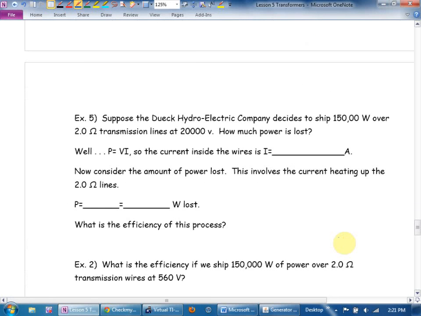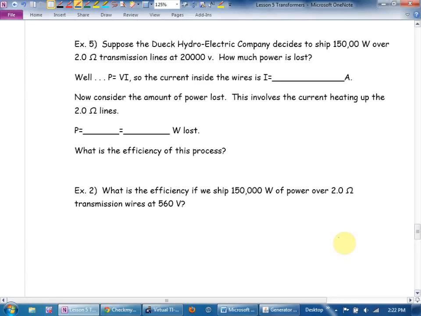Suppose the Hydroelectric Power Company decides to ship 150,000 watts of power that we've generated over the past while. We're storing it in big capacitors or batteries. We're ready to ship it. We want to ship it over wires that have a 2-ohm resistance. We're going to ship it at 20,000 volts. How much power is lost? Well, power is VI. So the current that it has to be shipped at is, how would I get the I by itself? 150,000 divided by 20,000 volts. How many amps am I shipping this at? Amps?